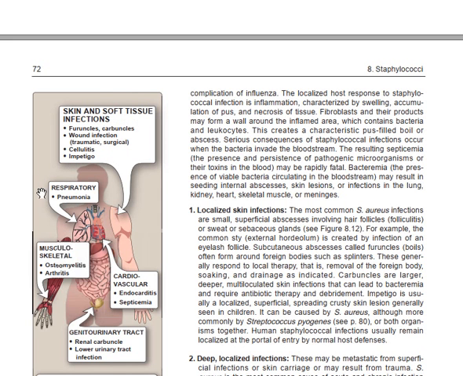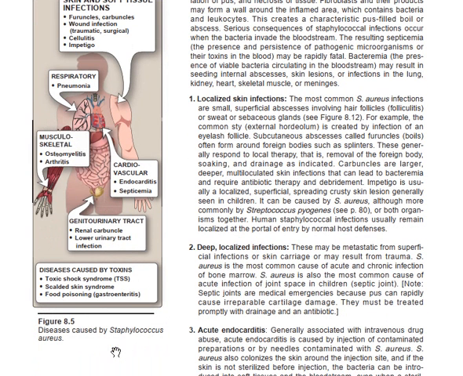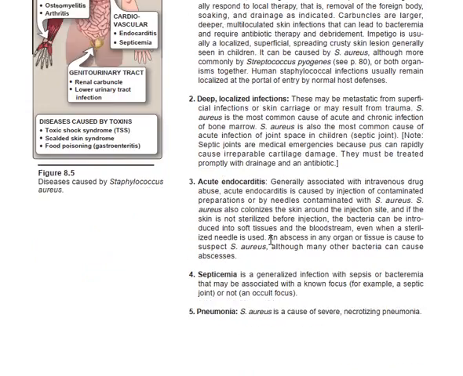Now for respiratory infection caused by Staphylococcus aureus, you have pneumonia. Muscular infection, you have osteomyelitis. Musculoskeletal, you have arthritis. Cardiovascular infection, you have endocarditis and septicemia. Genitourinary infection, you have renal carbuncles and lower urinary tract infections. Now these are diseases caused by the toxins of Staphylococcus aureus. You have toxic shock syndrome, scalded skin syndrome, and food poisoning like gastroenteritis. Is it clear? So these are the different diseases caused by Staphylococcus aureus.